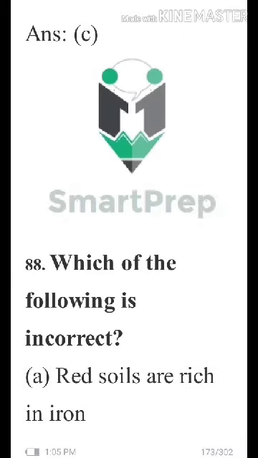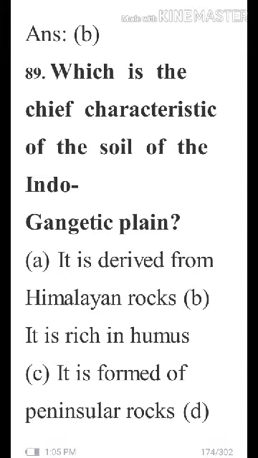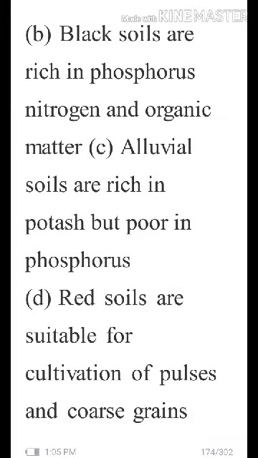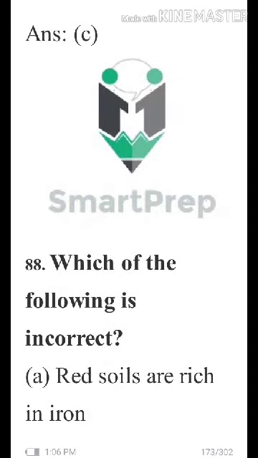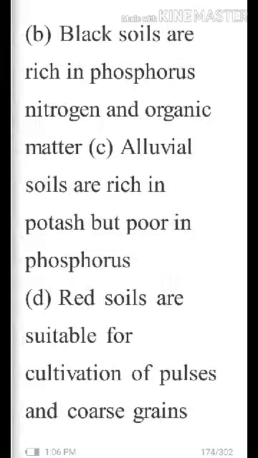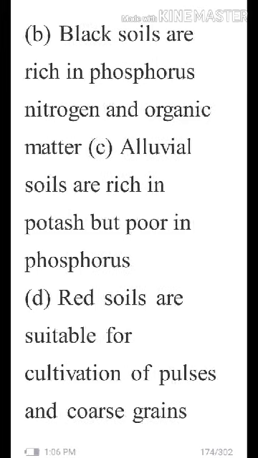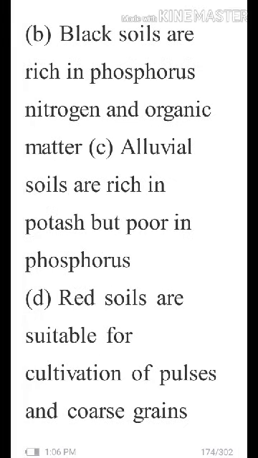Which of the following is incorrect? Black soils are rich in phosphorus, nitrogen and organic matter. This is wrong. Okay, now the right option: red soils are rich in iron. Remember it like that. Alluvial soils are rich in potash but poor in phosphorus. Next, red soils are suitable for cultivation of pulses and coarse grains.